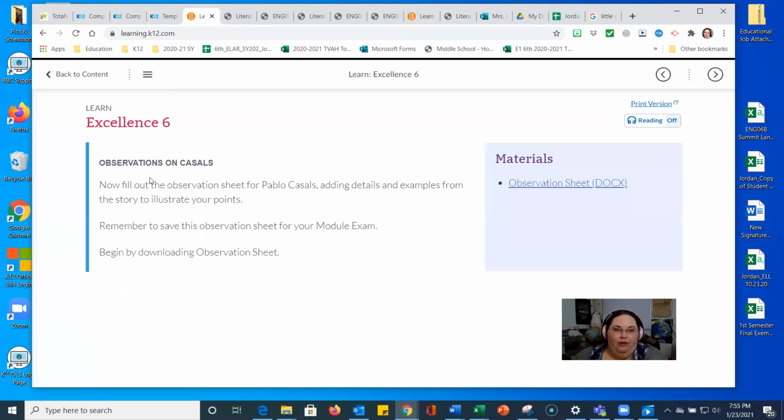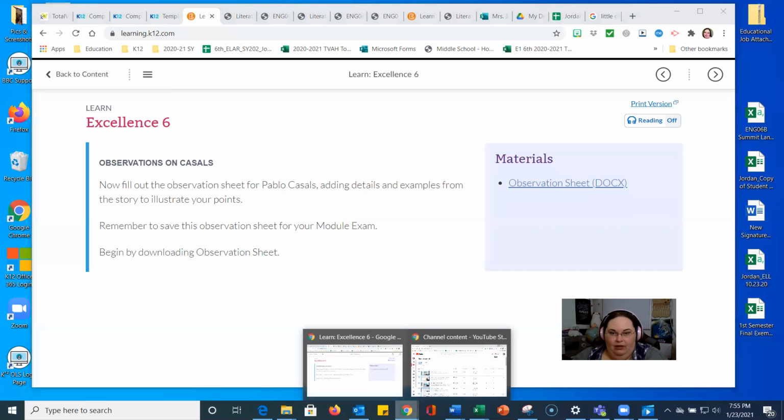Exercise 6. Observation in Casals. Now fill out the observation sheet for Pablo Casals, adding details and examples from the story to illustrate your points. Remember to save this observation sheet for your module exam. So be sure that, let's open, oh, that's a Word document.